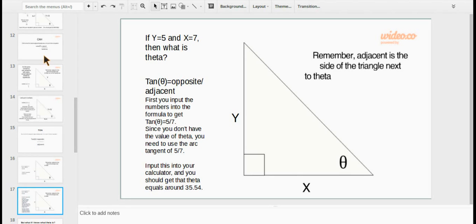First, you input the numbers into the formula to get tangent of theta equals 5 over 7. Since you don't have the value of theta, you need to use the arctangent of 5 over 7. Input this into your calculator, and you should get that theta equals around 35.54.